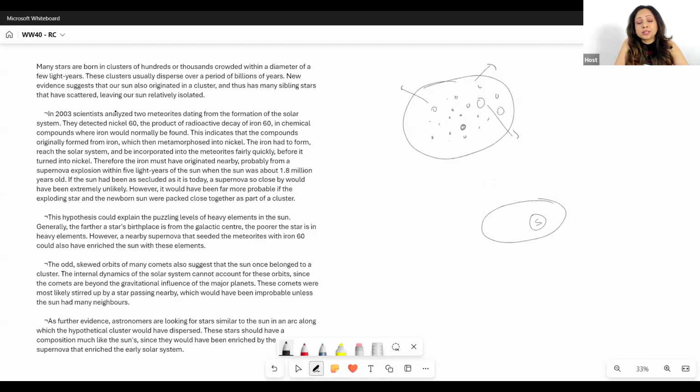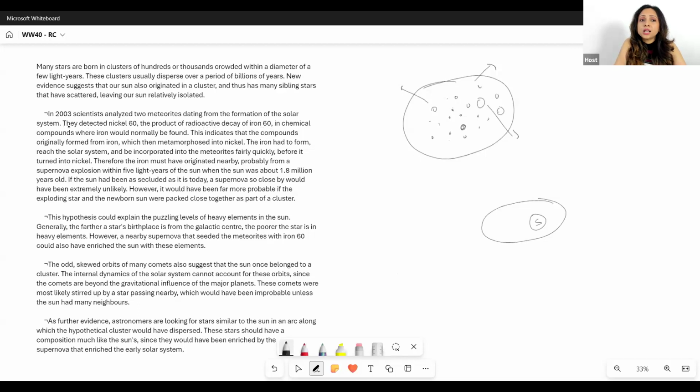So in 2003, scientists analyzed two meteorites dating from the formation of the solar system. So these meteorites are also as old as the solar system. So from that time, whatever billions of years ago that was, they detected nickel 60, the product of radioactive decay of iron 60. Okay, now again, you should know what radioactive decay is. So when one element decays into another element, some elements are unstable and they'll keep decaying, and something related to half-life, etc. So just a little bit of idea is enough.